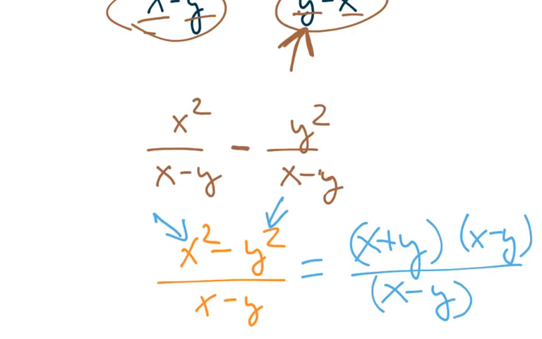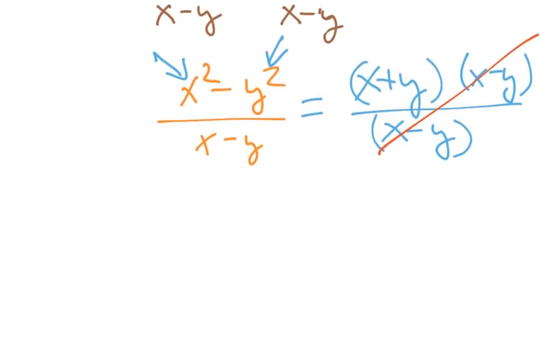So from here, all I'm going to do is realize x minus y's are in common. They will divide out, and I'm left with x plus y. And there's my answer. And that, my friends, is it.